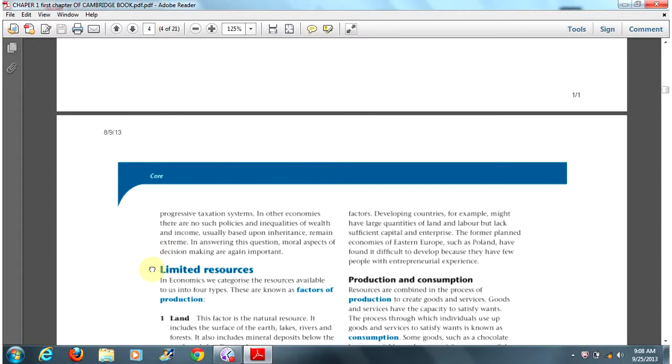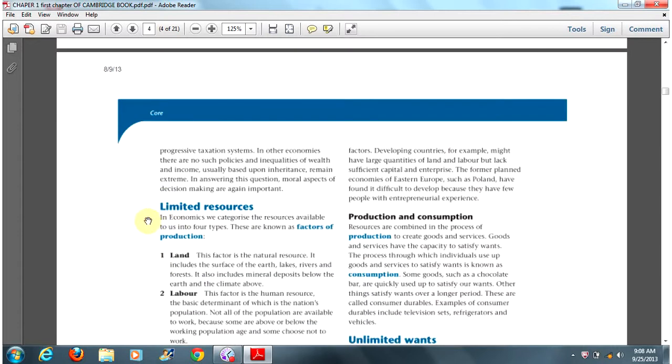Limited resources. In economics, we categorize the resources available to us in four types. These are known as factors of production. Number 1, land. This factor is the natural resource. It includes the surface of the earth, lakes, rivers, and forests. It also includes mineral deposits below the earth and the climate above.